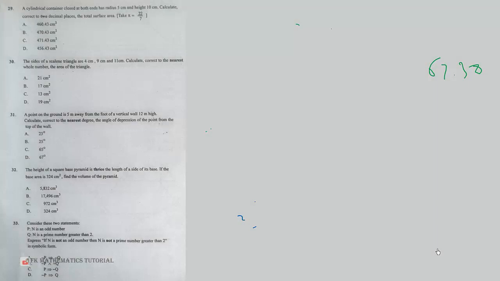So we have question number 31 here. A point on the ground is 5 meters away from the foot of a vertical wall 12 meters high. Calculate correct to the nearest degree the angle of depression of the point from the top of the wall.